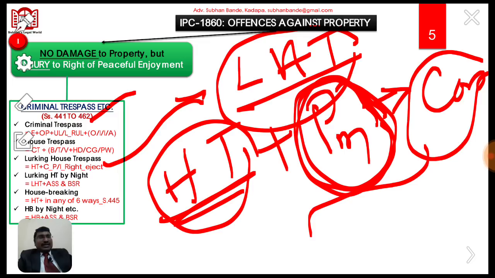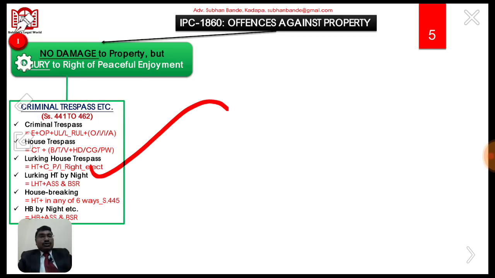There are some more aggravated forms under house trespass and lurking house trespass. If any person commits the house trespass after sunset and before sunrise, it is said to be a house trespass at night. If a person remains there even after sunset and before sunrise, it is said to be lurking house trespass by night.